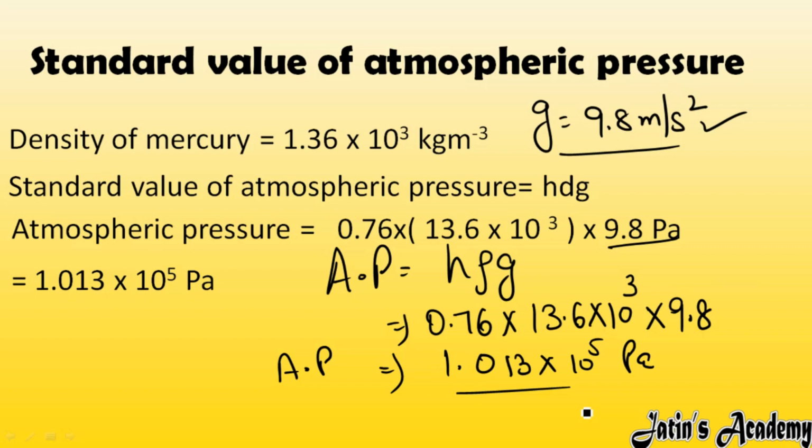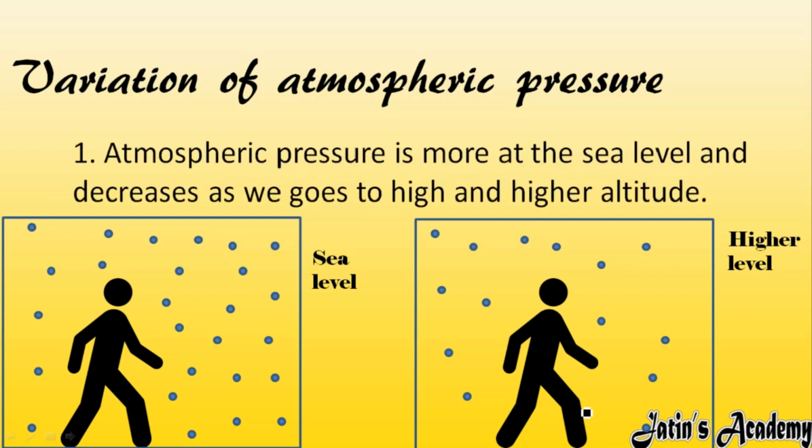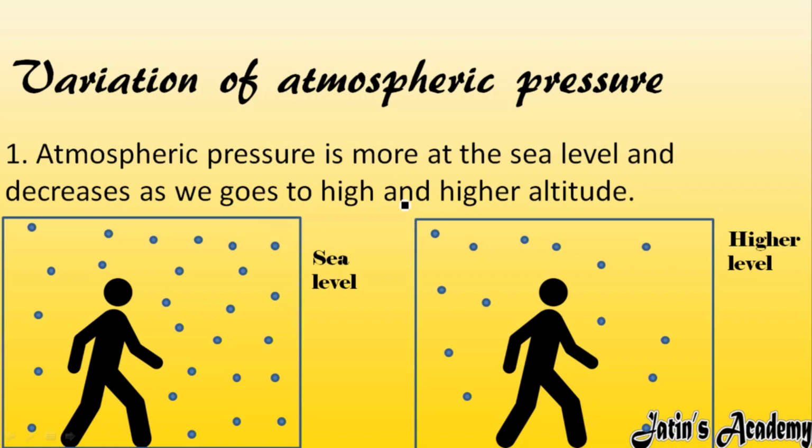Next, we have variation of atmospheric pressure. What do we mean by variation? Variation means how the atmospheric pressure changes from place to place. First, atmospheric pressure is more at sea level. Sea level means when we are going deep, moving down and down towards the earth, the particles are coming very close to each other.